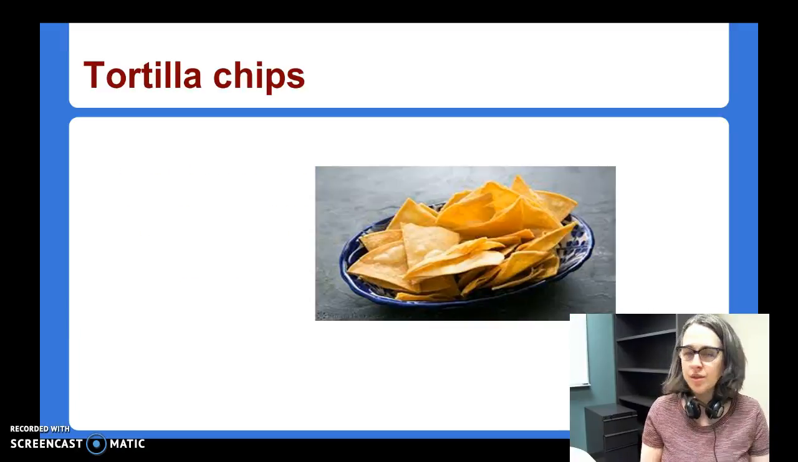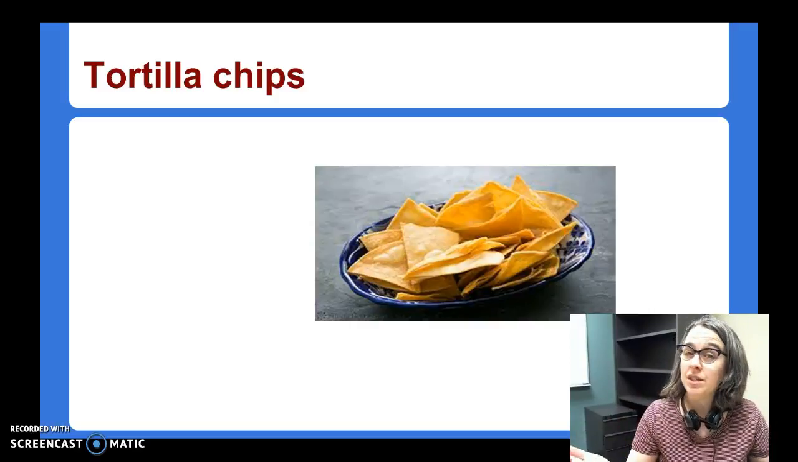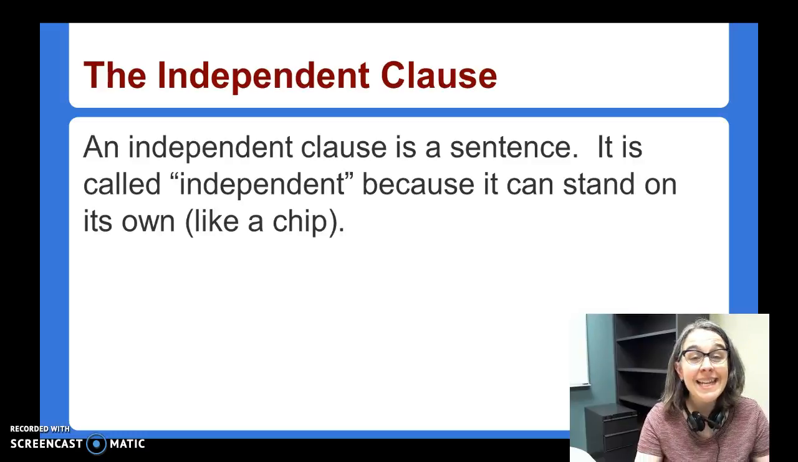I want you to think about tortilla chips. Would all of you agree that you could eat tortilla chips on their own, right? They can stand on their own. We can eat them by themselves, even if it may not be the most exciting culinary experience of our lives. So yes, most of us would agree you can eat tortilla chips on their own. That is like an independent clause.